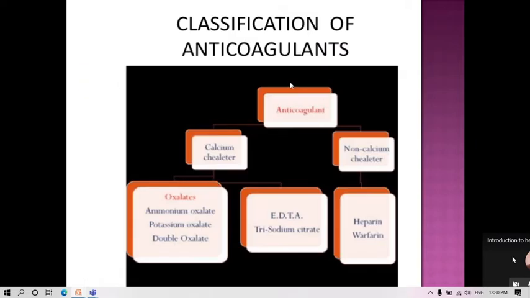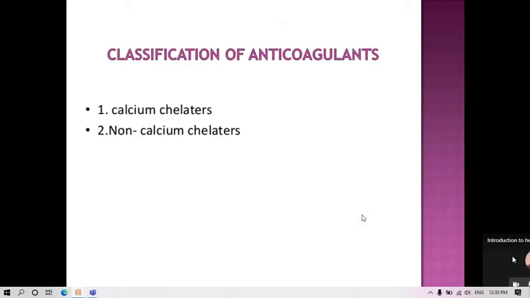So anticoagulants can be classified as calcium chelators or non-calcium chelators. Calcium chelators can be EDTA, trisodium citrate, or oxalates. Whereas in non-calcium chelators, we have heparin and warfarin.